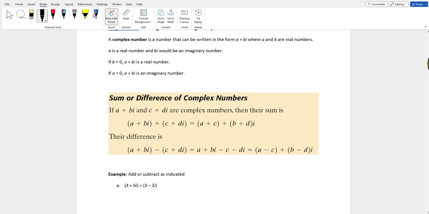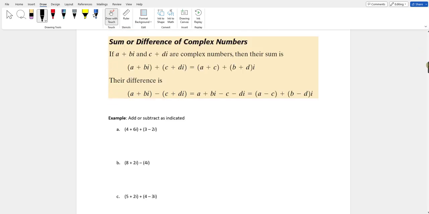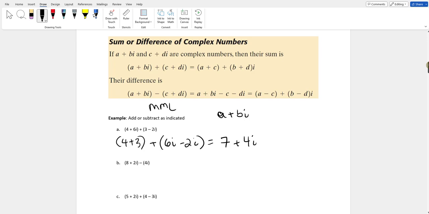So if we go through a problem, we have 4 plus 6i plus 3 minus 2i. So once again, I am going to group the real numbers together and I'll group the imaginary numbers together. So I get 4 plus 3, which is 7, and then 6i minus 2i is 4i. So once again, in my math lab, they want you to write it in this form, a plus bi. They want you to write the real number first and then the imaginary component after. However, if you write it like this, it would not mark it wrong. Let's look at the next one.